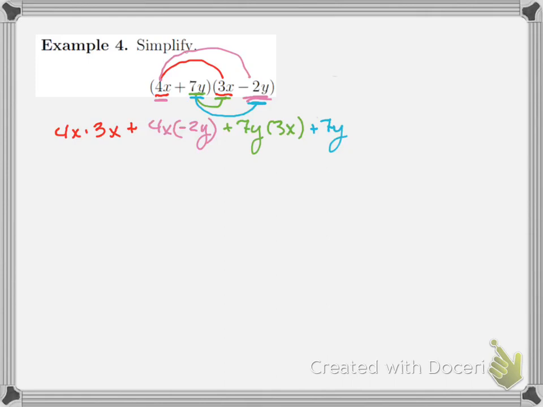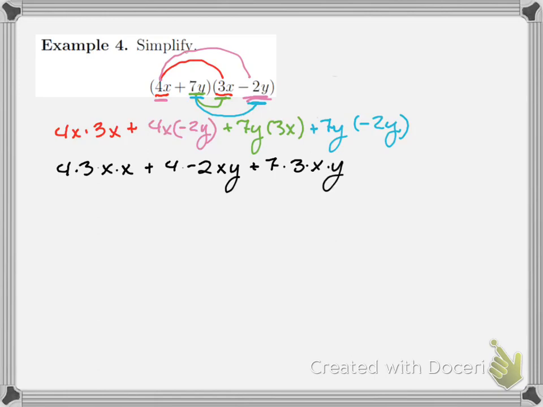Okay, plus 7y times negative 2y. Okay. So let's go ahead and simplify this. Remember, if it helps you, you can rearrange these expressions so that the numbers are next to each other and the letters, or the variables, are next to each other. If this intermediate step helps you, then make sure that you do that. Whatever helps you to get through the problem and make sense of it, that's what you should do.